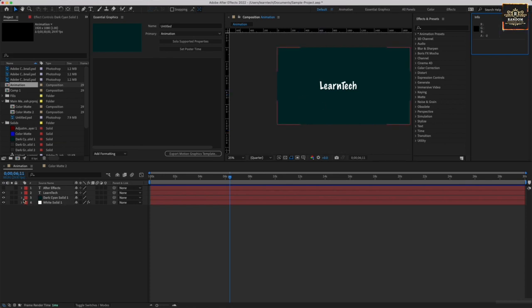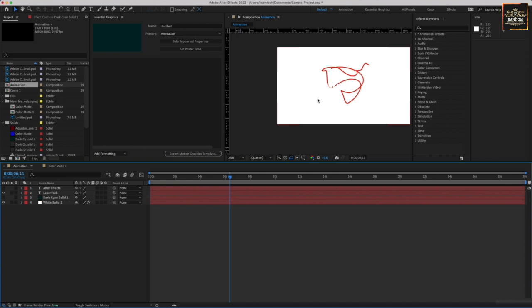If I get rid of that and we do white, it's 255 for red, green, and blue. If I go over the red here, red is 255, green is 67, and blue is 67. So red is the dominant color in this instance.